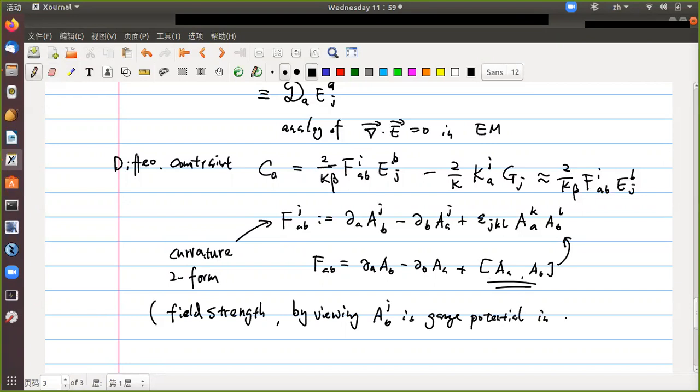Being a gauge potential, this is in the adjoint representation of the gauge group, SU(2) or SO(3). The adjoint representation of SU(2) and SO(3) is the same. Well, it is not exactly the same, but the representation space is the same because it's just representing on the Lie algebra, and the Lie algebra is the same.